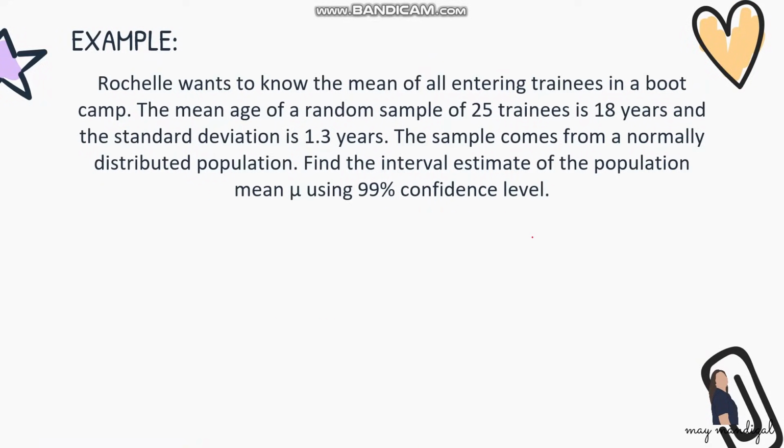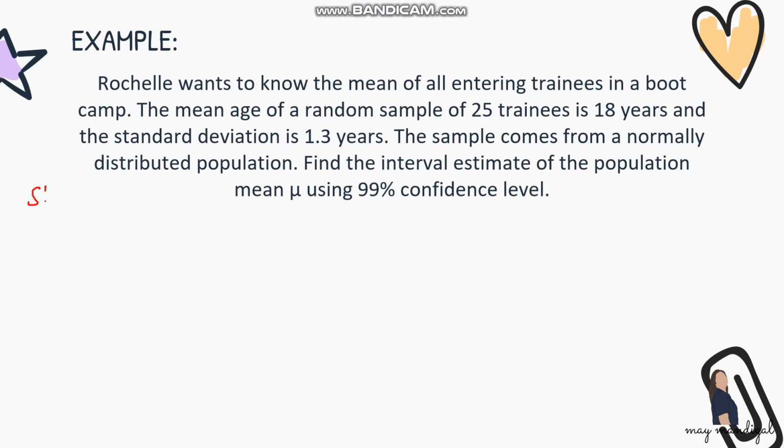And for our last example, Rochelle wants to know the mean age of all entering trainees in a boot camp. The mean age of a random sample of 25 trainees is 18 years, and the standard deviation is 1.3 years. The sample comes from a normally distributed population. Find the interval estimate of the population mean using a 99% confidence level.